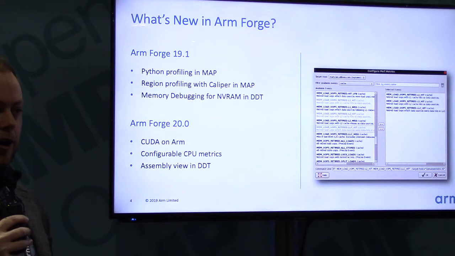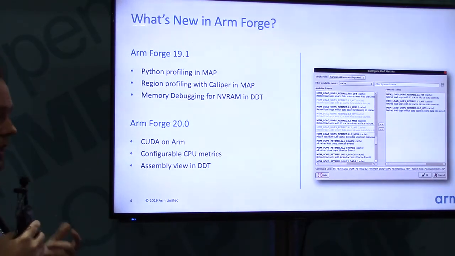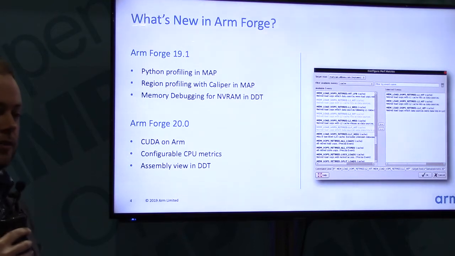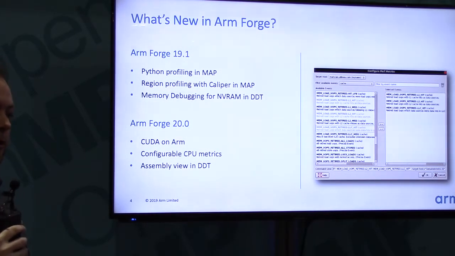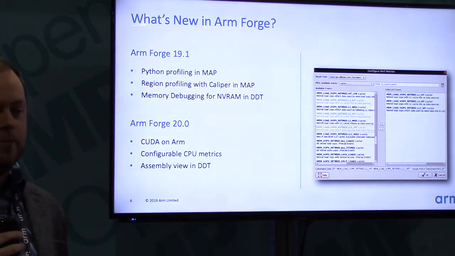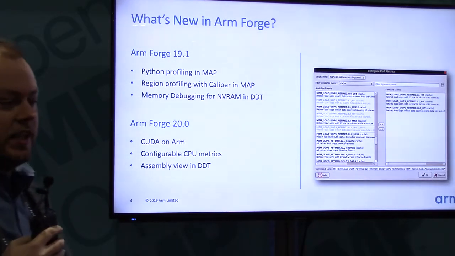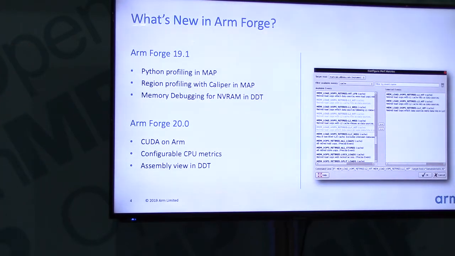So just a quick overview of what's new in the last couple of releases with Forge. So 19.1 is the one that's out right now. 20.0 will be out at the end of this week for the supercomputing release. So a few of the features we've got there, Python profiling was added recently to MAP. We've added support for Lawrence Livermore's Caliper project, so we can add those regions to be displayed in MAP as well. Memory debugging features in DDT have been enhanced to cover NVRAM.